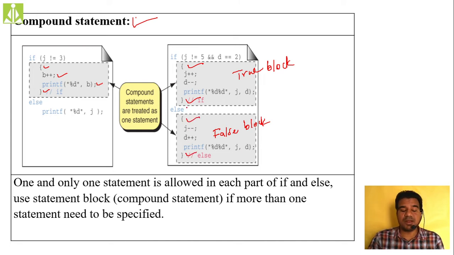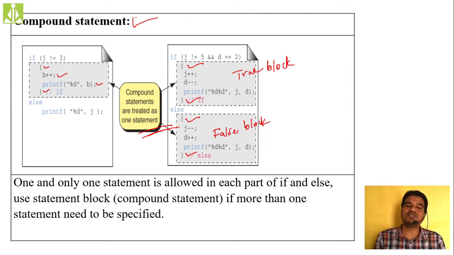I'm using curly brackets to make them a compound statement. Compound statements are treated as one statement only. This is very, very important. Whenever you are framing a compound statement, that complete compound statement will be treated like a single statement. That is the reason why we said either in the if block or in the else block, we need to have only one statement.